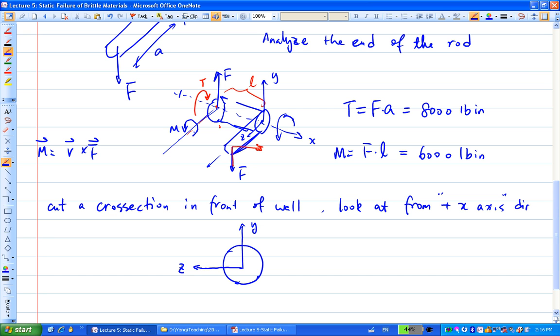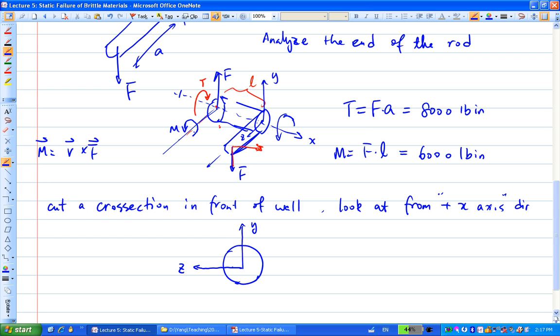Essentially, you can imagine you have a very, very thin slice right in front of the wall, and this is the front view of the slice. There's a very small thickness, and then the other side is attached to the wall.